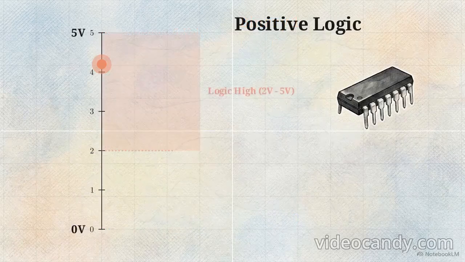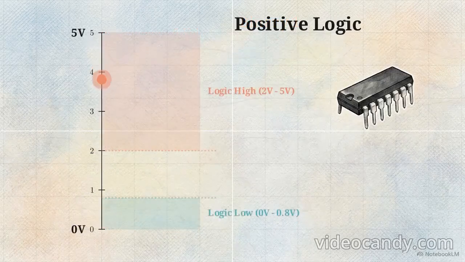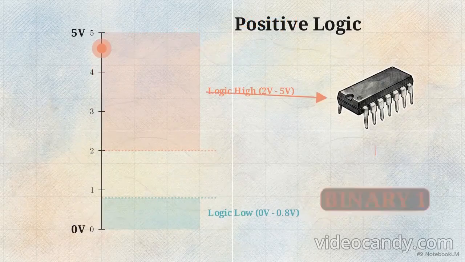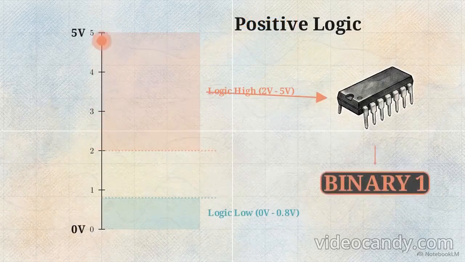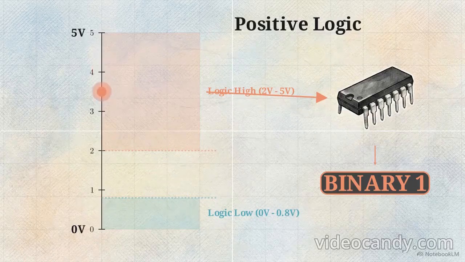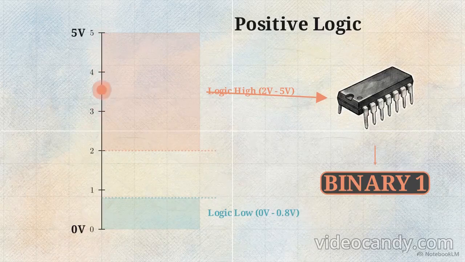In a physical circuit, you almost never measure exactly 5 or exactly 0 volts. Internal resistance, parasitic effects, and loading cause slight deviations. To prevent false readings, engineers define logic levels as ranges rather than pinpoints. Any signal arriving between, say, 2 and 5 volts is safely interpreted as high.